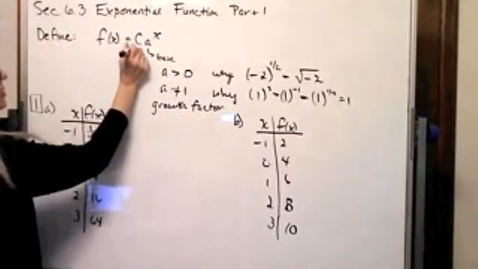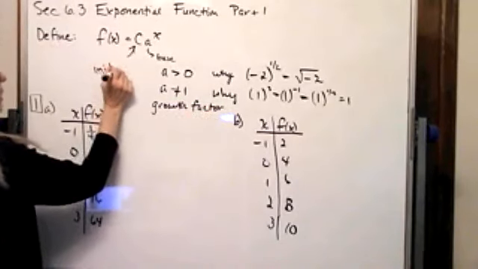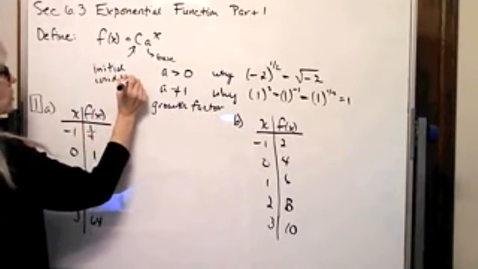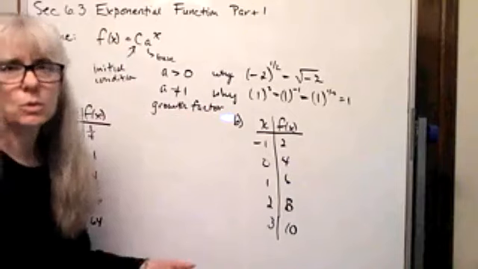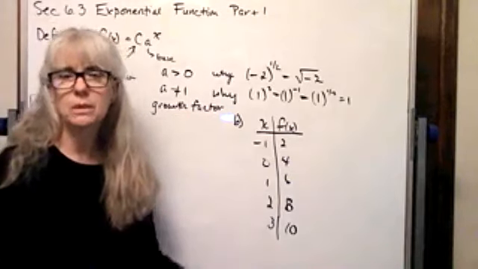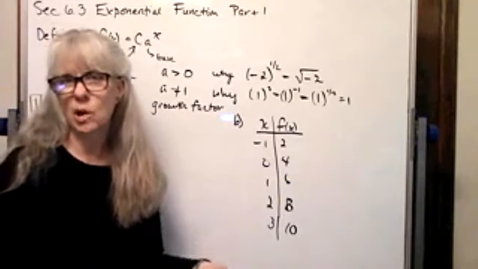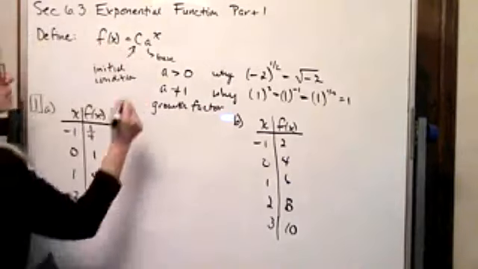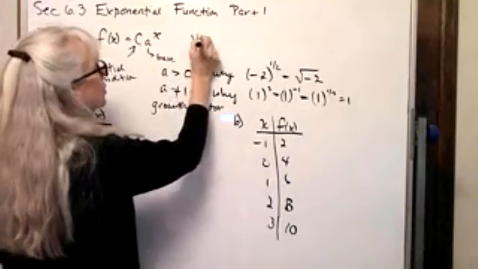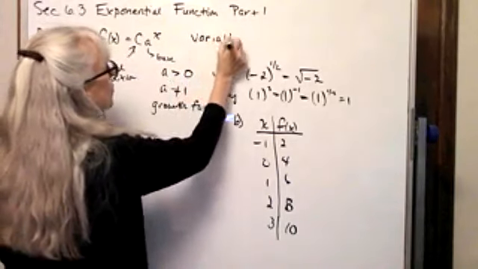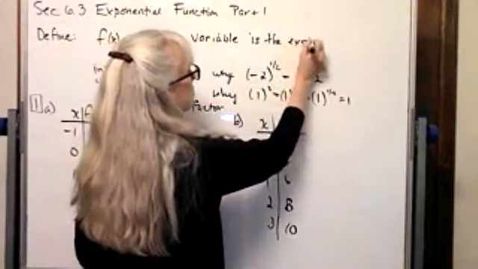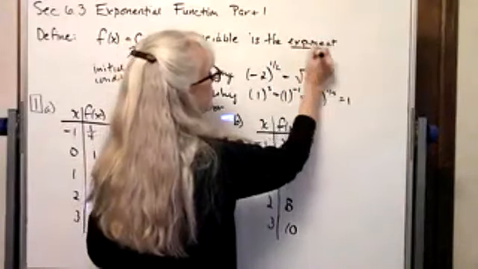C out in front is your initial condition. For now, we're going to kind of ignore C. We'll pull C back into things when we go to do the application problems. But for now, we're just going to assume that C is 1. Again, it's a constant. Okay, again, for the first time, the variable is the exponent, which is why it's a different function.